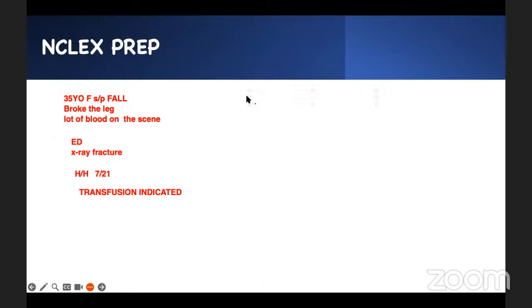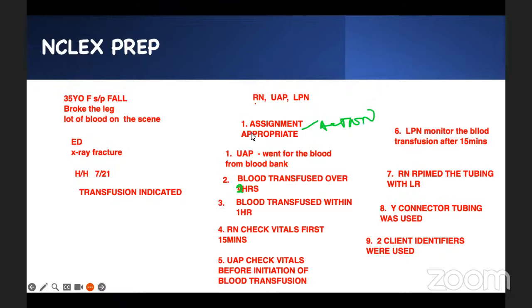Your team, you have a RN, you have a LPN, you have a UAP. So which of these actions or assignments is appropriate? Okay, so you have 1, 2, 3, 4, 5, and 9 of them. UAP going for the blood is okay. There's nothing wrong with it.